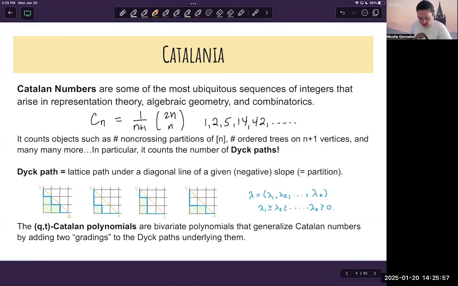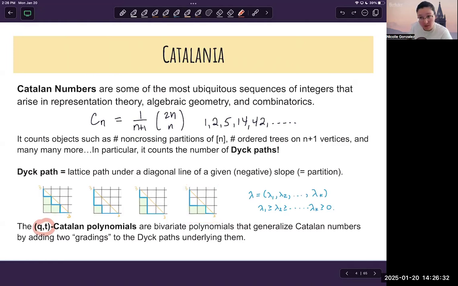So there are many ways of generalizing Catalan numbers. One particular method is using a polynomial modification or a polynomial generalization. We're going to call these the qt Catalan polynomials, and they're polynomials in two variables, q and t, that generalize these Catalan numbers by essentially adding two gradings, or two ways of getting the value: the exponent of the q and an exponent of a t, so a qt monomial, out of every single path.